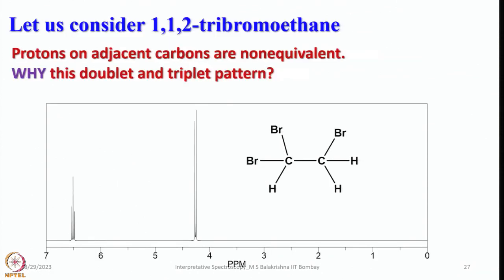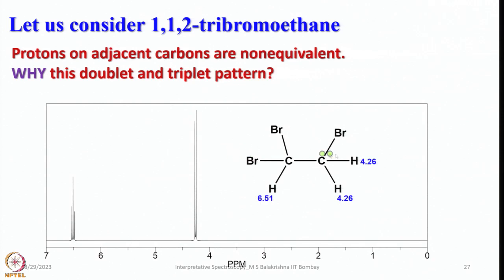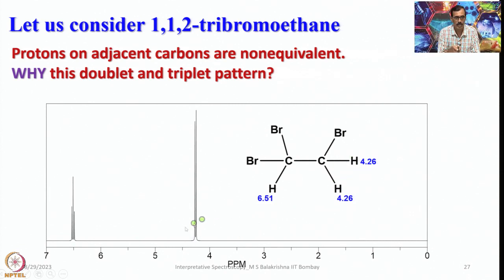That's what it is. Now let us consider 1,1,2-tribromo... 1,1,2 dibromoethane here. The protons on adjacent carbons are non-equivalent. So why this doublet and a triplet? This one shows a triplet, whereas these two show a doublet here. Let us look into it. Values are given here. You can see 4.26, these two are showing a doublet here, whereas at 6.51, for this one, we give only one value, the middle one. If you have 5 peaks, we take the middle one, and if 6 peaks, we take the center point, and it is represented as the chemical shift, and here the chemical shift is 6.51.